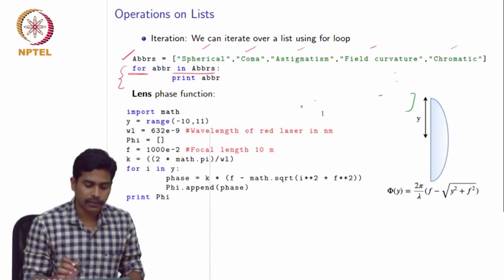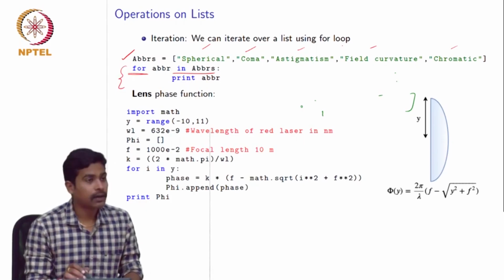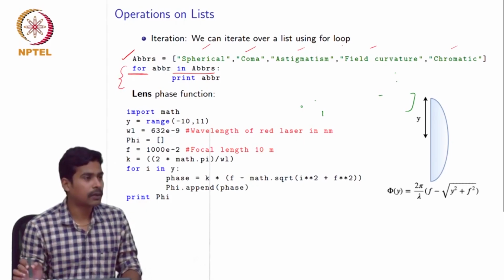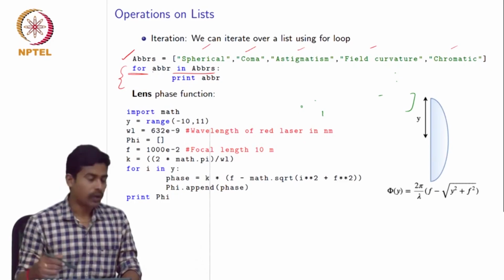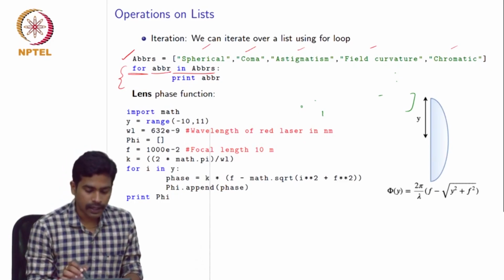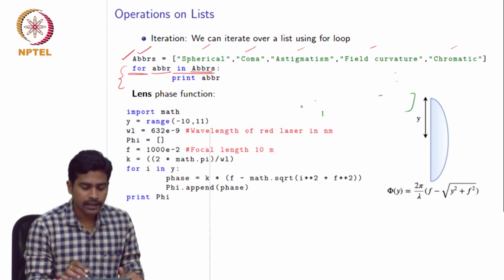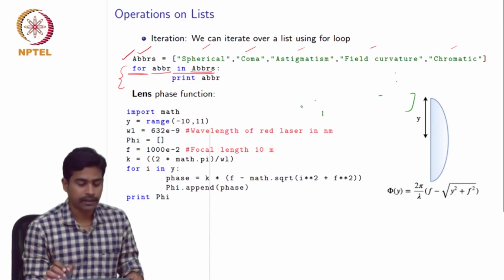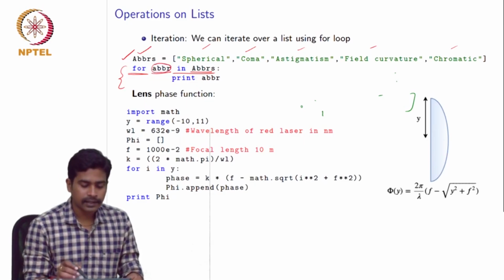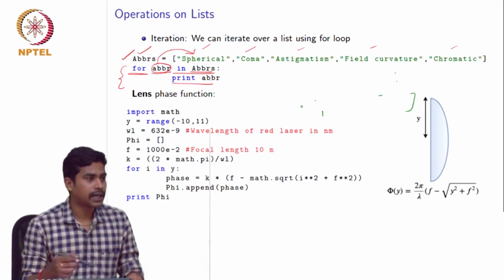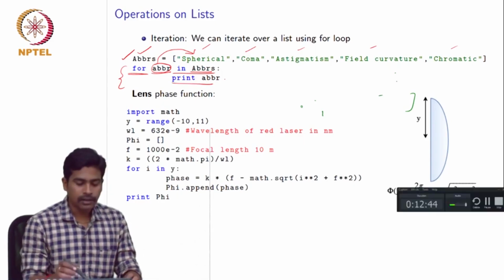So in this simple script, I am using a for loop to print all these different kinds of aberrations one after another. ABBR is a dummy variable that we are using for the iteration, and the list here is the list that we have declared in the previous statement. This dummy variable ABBR will be assigned one of the members of the list on each iteration, and using the print statement we are printing the values of this variable.